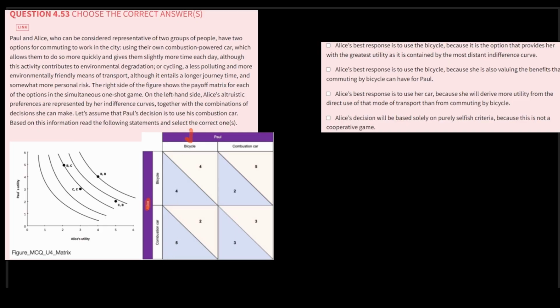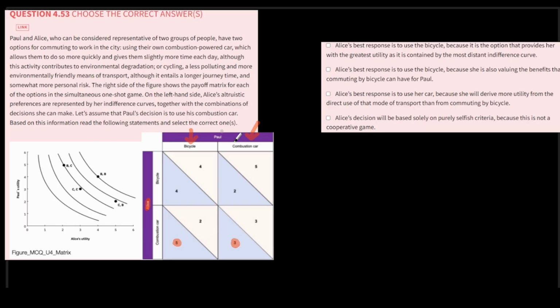So if Paul cycles, which we've already said he won't, what is Alice's best response? If Paul cycles, either bicycle or combustion. Bicycling is a payoff of 4. Driving the car, payoff of 5. 5 wins out. If Paul takes the car, which is what it says Paul would do, what is Alice's best response? Either cycle for 2 or drive herself for 3. Driving herself for 3 is the best response there. Alice has a dominant strategy to always drive.